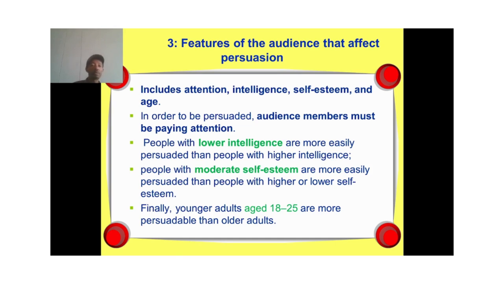So this, the more attentive and intelligent an individual or a target audience is, the more likely the persuasive message will be, depending on the subject of persuasion. Generally, lower intelligence is associated with more persuasiveness. Lower intelligent people are more likely to be persuaded than higher intelligent people, depending on the object of persuasion.